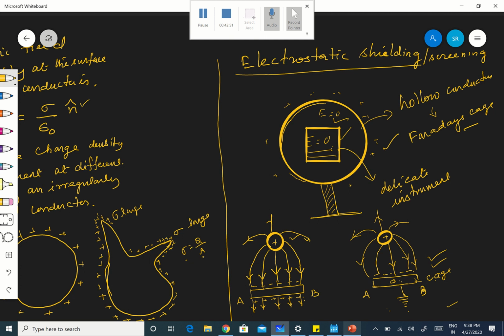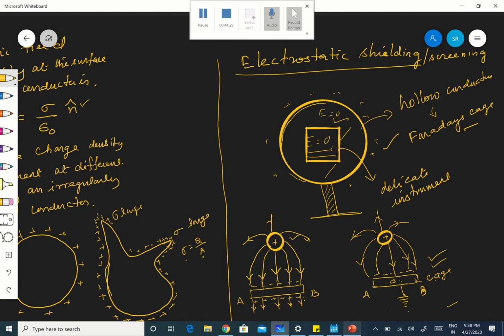Here it is for keeping the delicate instruments, and here you have generators that themselves produce the electric field. How to protect the outside from this strong electric field? House it inside the earthed cage. Therefore the outside will be protected from the strong electric field produced by the generator. So this is very, very important.